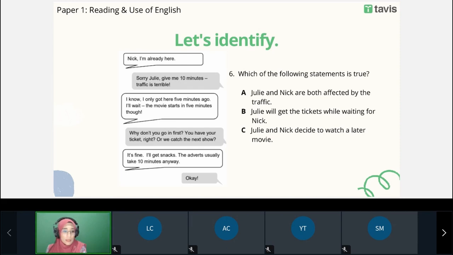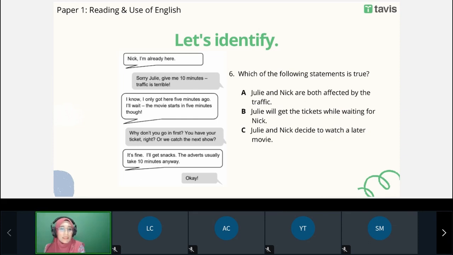All right, so if you can spend around 10 seconds just to read it very quickly. Okay, so now we know that the conversation is actually about watching a movie, right? Watching a movie. Is it? Yes. How do I know? The movie starts in 5 minutes. All right, the movie starts, and then you can see that I'll get snacks, okay? And the advert usually takes 10 minutes, so roughly we can see that they are going to the cinema to watch a movie, okay? And they are late, I would say.